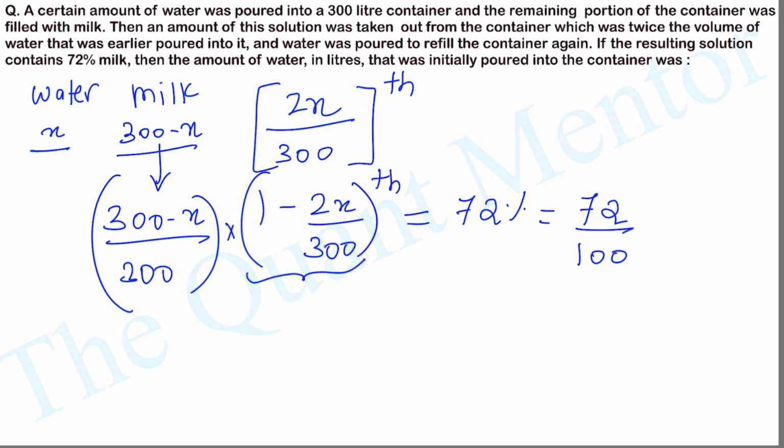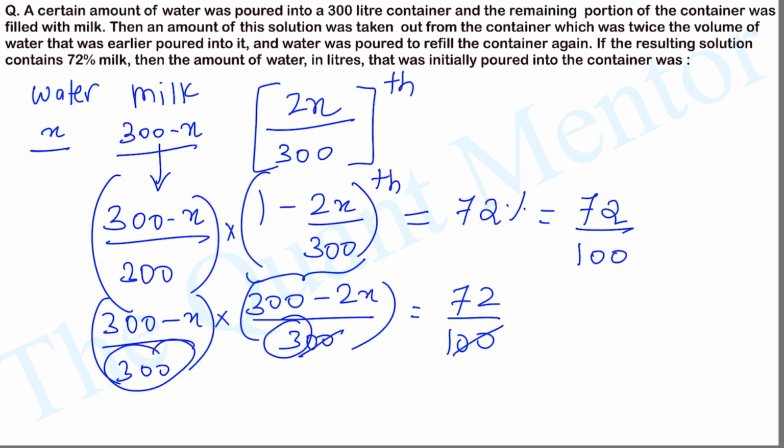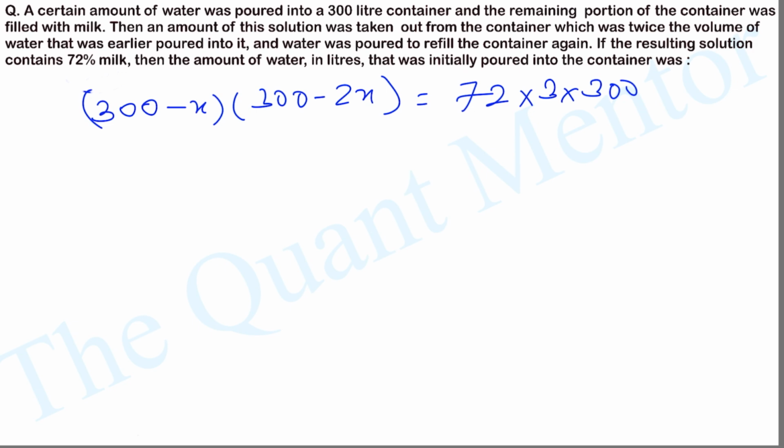So this 1 minus 2x upon 300 can be written as 300 minus 2x upon 300. This part will be as it is, 300 minus x upon 300. The product of these two is actually 72 upon 100. Now I can cancel out two zeros from both sides, and 3 into 300 can be multiplied on the right hand side to get the equation (300 minus x) into (300 minus 2x) is equal to 72 into 3 into 300. Now we'll simplify this equation.